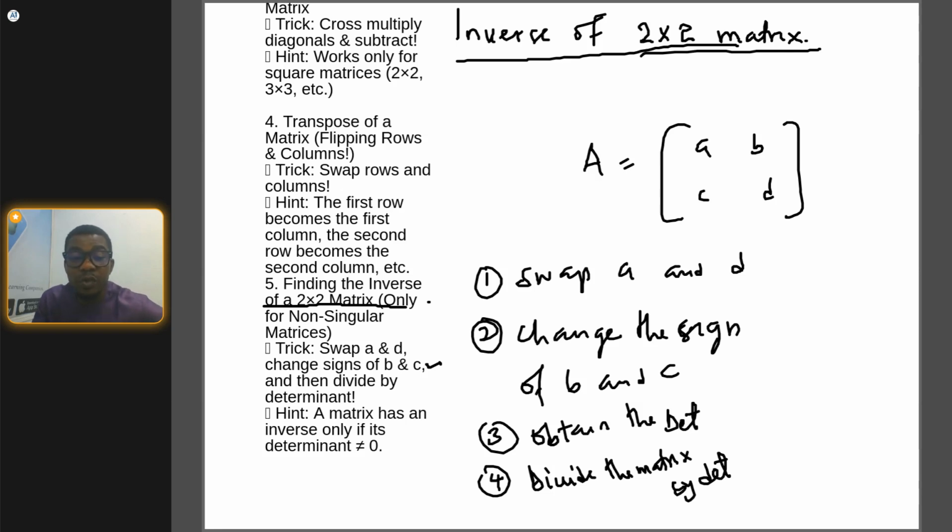So we are going to solve this one with the alphabet here using these steps. The first step says swap A and D. If I'm swapping this, I'll be having D here and A here. That is swapping, so we've done the swapping. The next step is to change the sign of B and C. The sign before was positive, positive. If I change it, I'm going to have minus C and also minus B. So I've done the first step and the second step.